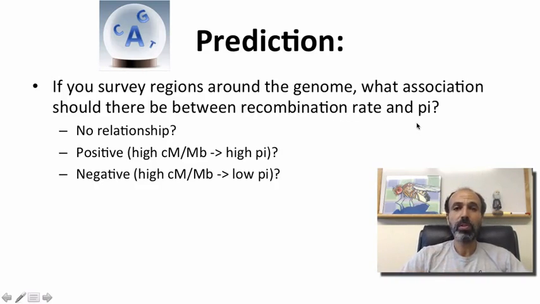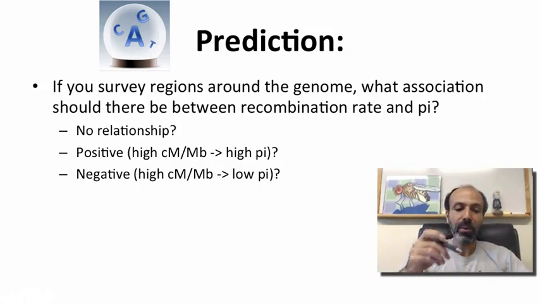So take this quiz question real quick. Do you think this relationship will be absent? Do you think there's really no relationship? Do you think regions of high recombination should generally have high pi? This would be a positive association. Or do you expect a negative relationship? The regions of high recombination should have low pi.